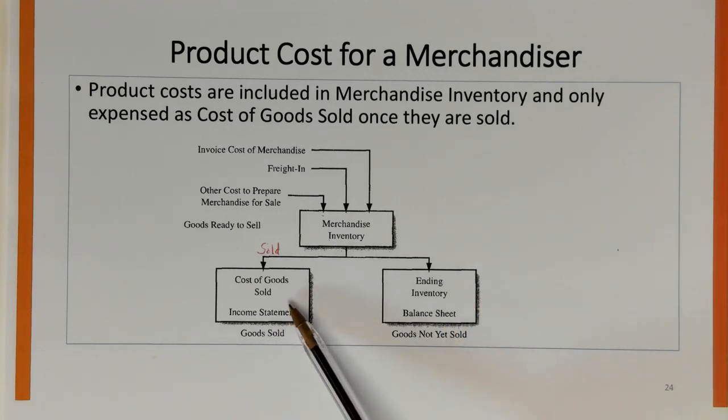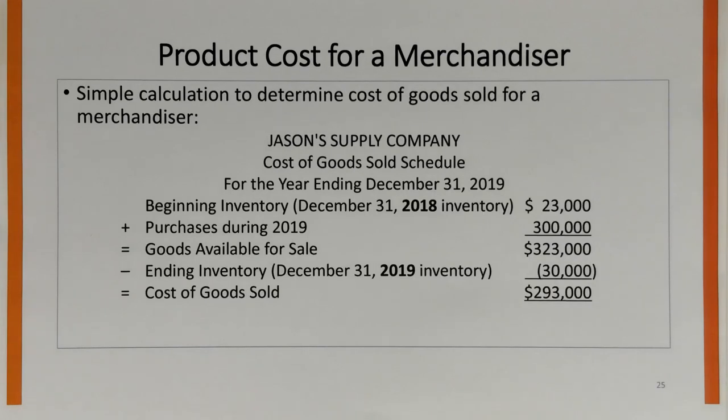Goods that are sold, their cost would appear on the income statement as part of cost of goods sold. Now here's a very simple calculation to determine cost of goods sold. You've probably seen this before. If you ever studied financial accounting, or you studied management accounting in college, or you're studying it now perhaps, you may have seen this little format.